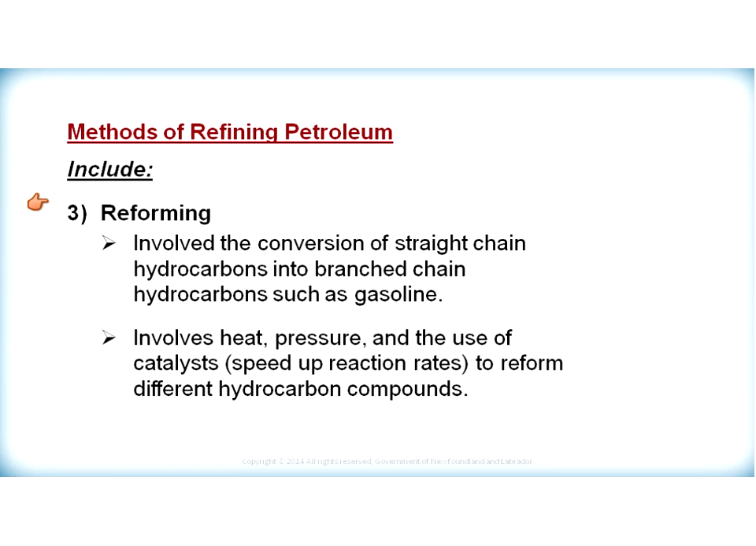A third method used to help refine petroleum is called reforming. Reforming involves the conversion of straight-chain hydrocarbons into branched-chain hydrocarbons, such as gasoline. This type of refining involves heat, pressure, and the use of catalysts. These catalysts can speed up the reaction rates and help reform different hydrocarbon compounds at a much faster rate. So reforming involves heat, pressure, and the use of catalysts to speed up the reforming of different hydrocarbon compounds.